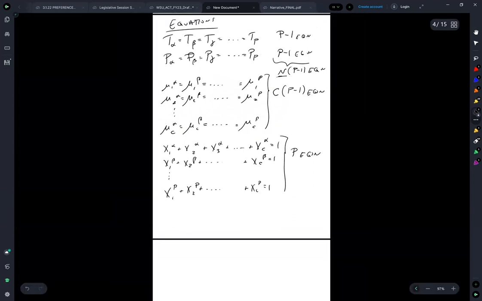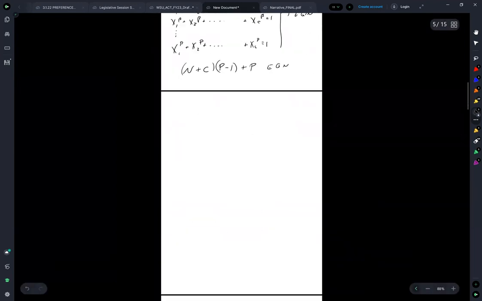So this gives us n plus c times p minus 1 plus p equations.